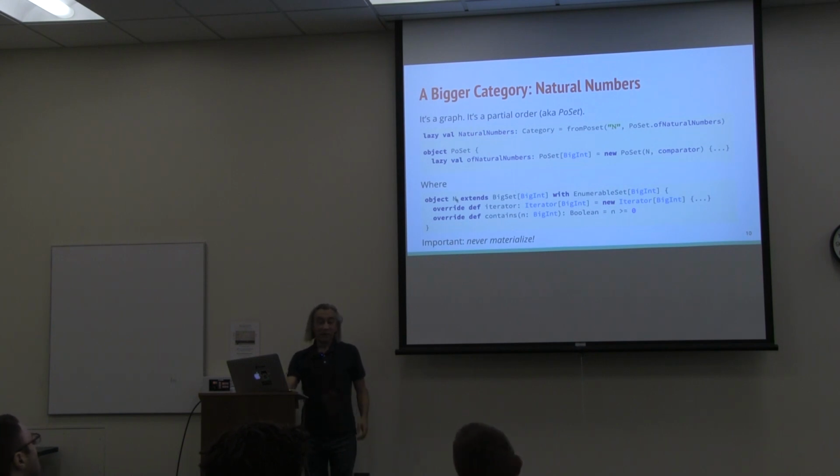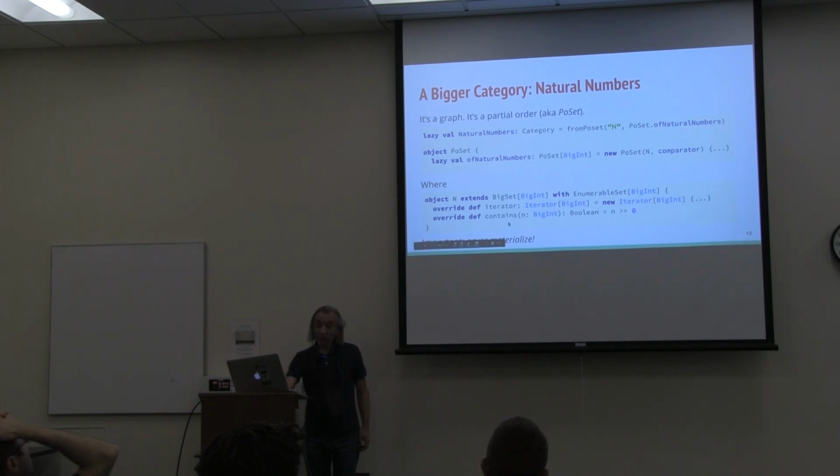And what is the set of all natural numbers? You cannot materialize it in Scala, right? Or in Java. But it's enumerable. At least it's enumerable, right? And the iterator just produces what? Like 0, 1, and so on. And how do we check that it contains a number? We just check that that number is non-negative. That's it. So that's the set of all natural numbers.